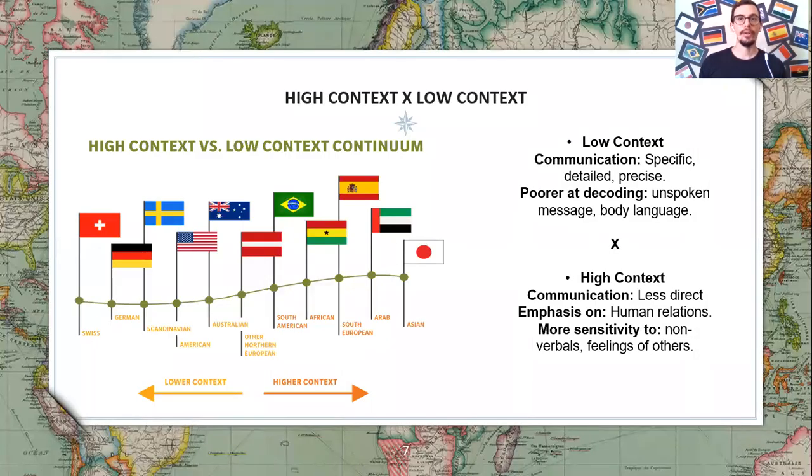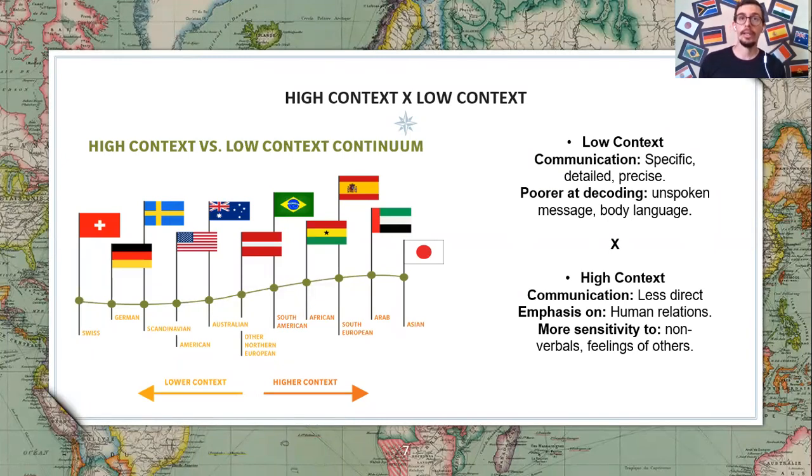Now we're going to talk about high context and low context. Maybe this will be the first time that you are hearing about it. Well, the communication systems of countries are divided into these two parts, high context and low context. In the low context, communication is more detailed and poor in terms of body language. For example, it's difficult to imagine a German speaking by moving his arms a lot.